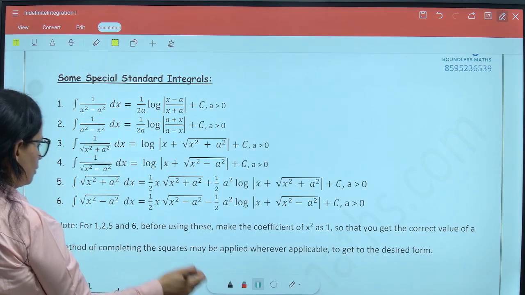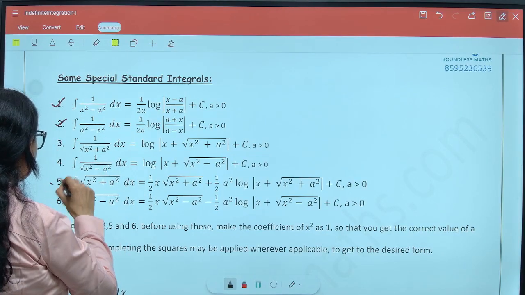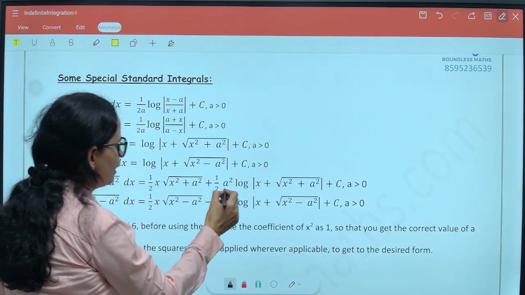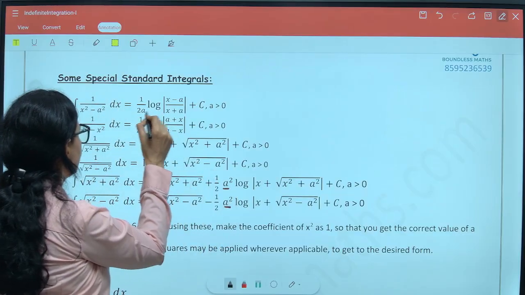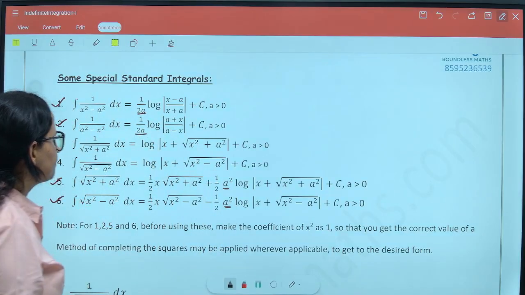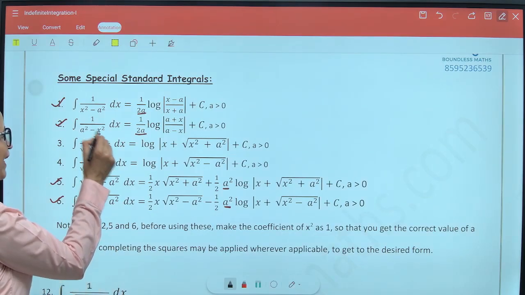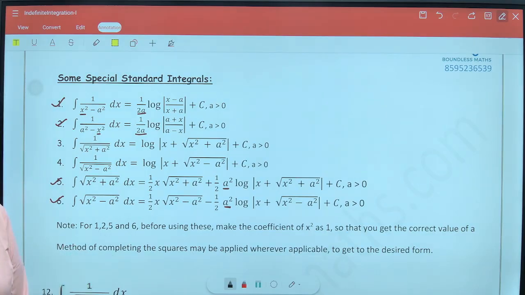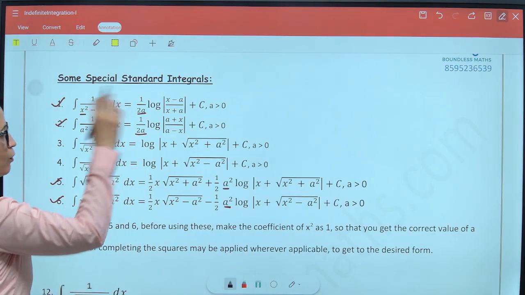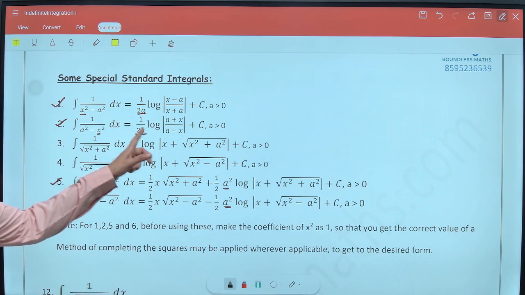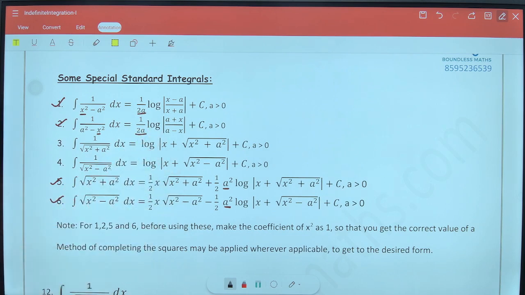Here in 1, 2, 5 and 6, if you look, the integral has a square, 2a. That means when you are applying these formulas, make sure that the coefficient of x is 1. The coefficient of x should be 1, only then you use these formulas so that you get the correct value of a when you are integrating.